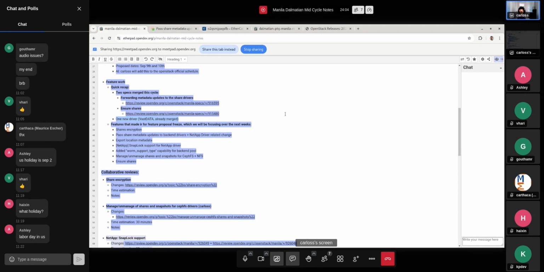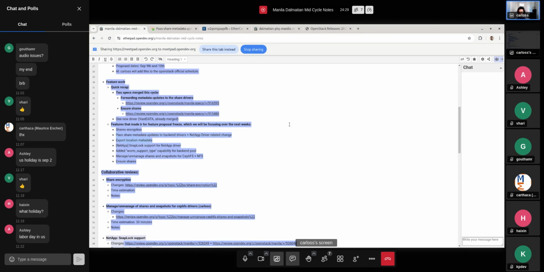Share encryption was proposed a while ago and is also being worked on by Kiran. It hasn't received a lot of reviews, so the collab review today is going to be really useful for us to get this moving. Passing metadata updates to the backend drivers and the NetApp driver related change: I think we are really close. And I pretty much talked about it already.